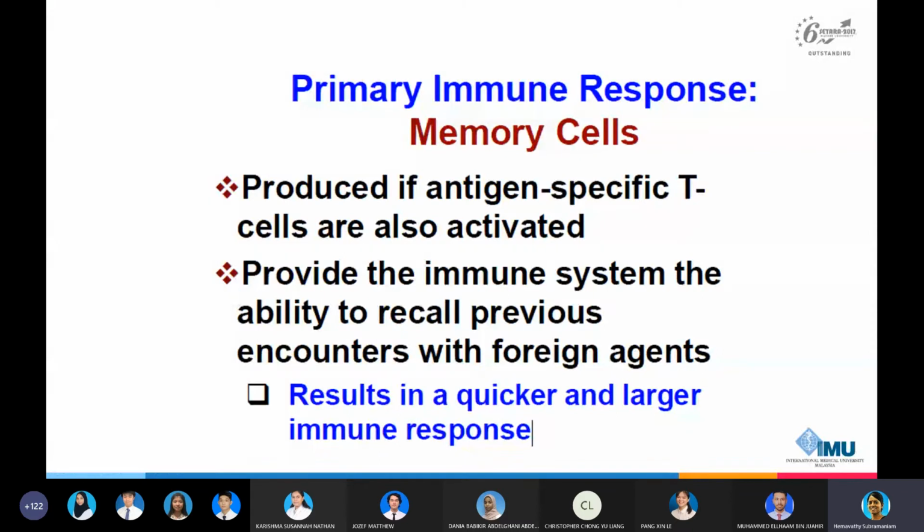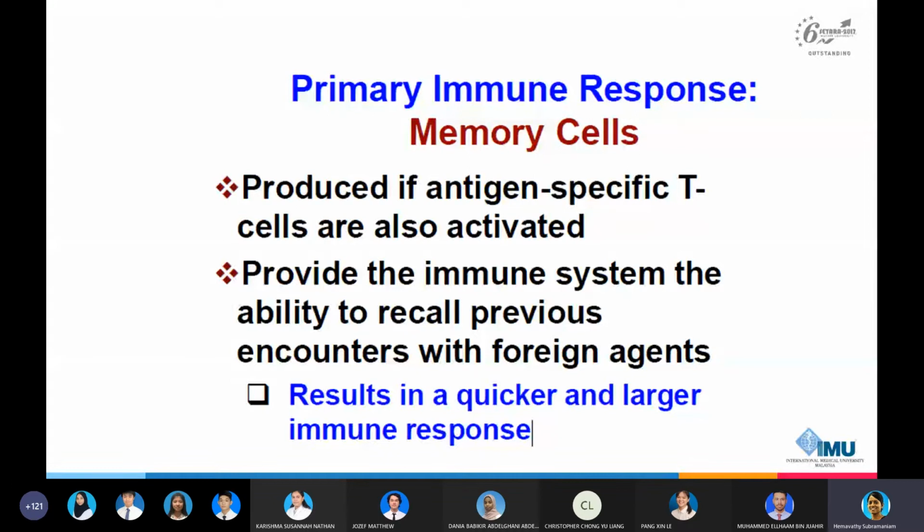Okay, now we are moving towards the primary immune response, because we are touching on memory cells. So, what is your knowledge of primary immune response? What do you know about primary immune response, apart from what has been shared here? Anyone?